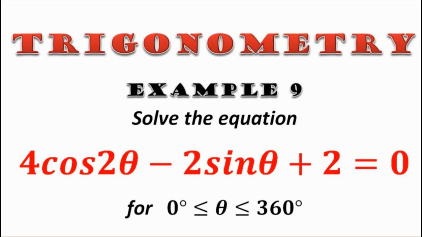And let's go to example number 9. Solve the equation 4 cos 2θ minus 2 sin θ plus 2 is equal to 0 for θ between 0 to 360 degrees inclusive.